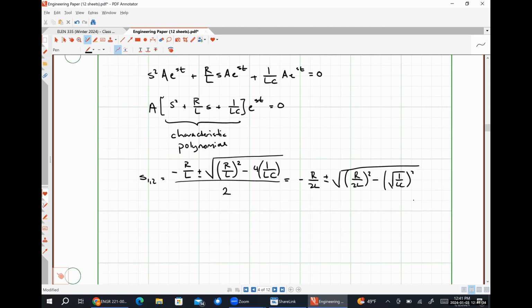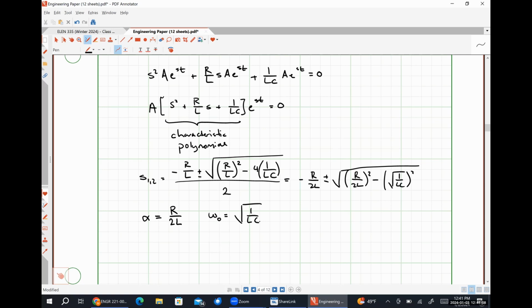And we can see very easily that alpha for a series RLC circuit is equal to R over twice L, and omega naught is equal to the square root of 1 over LC. And we're now at a point where our analysis for this type of circuit is literally identical to a parallel RLC circuit, so I don't need to derive anything else.